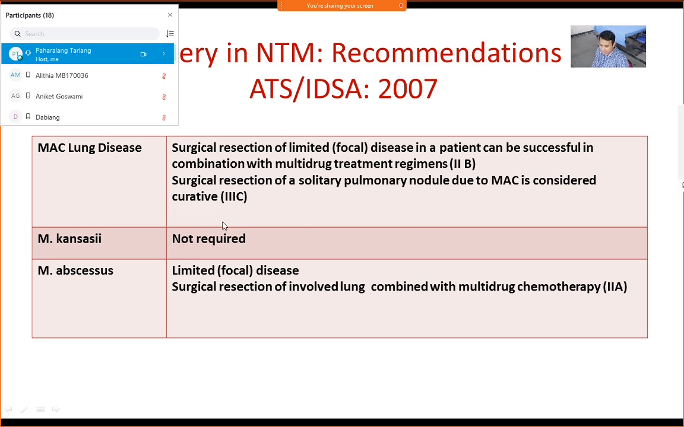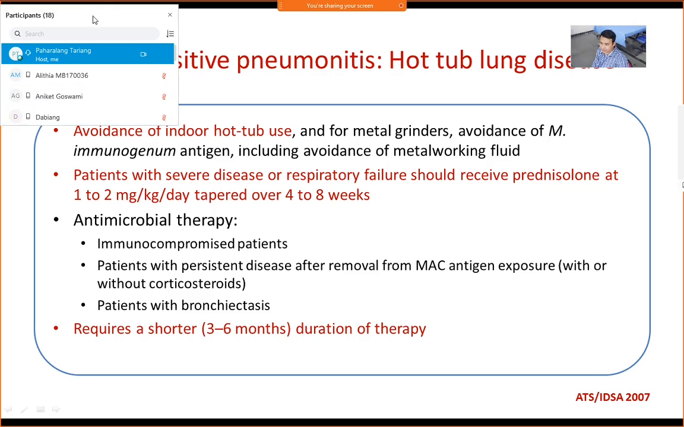Okay. So hypersensitivity pneumonitis, or hot tub lung disease, is more commonly seen. It's another commonly seen disorder. Here, usually you can observe, but in patients with severe disease or respiratory failure, you have to start steroids. You can give 1 to 2 mg per kg per day, tapered over 4 to 6 weeks. Then antimicrobial therapy may be required in immunocompromised patients with persistent disease even after removing them from the antigen exposure, or patients with bronchiectasis. Steroids you can give for a total duration of 3 to 6 months. Usually they respond well to steroids alone.